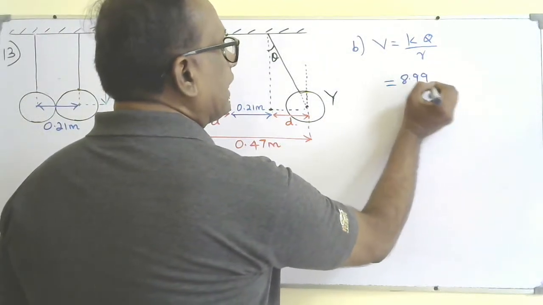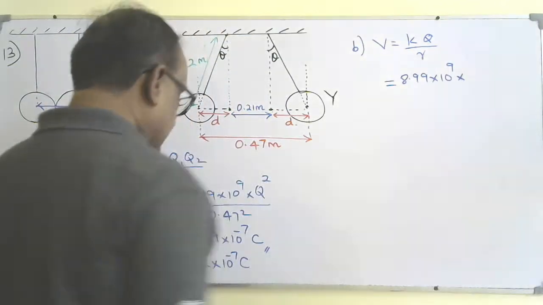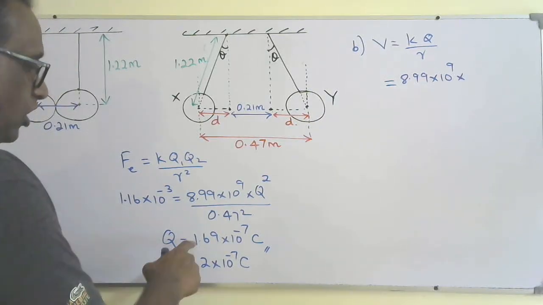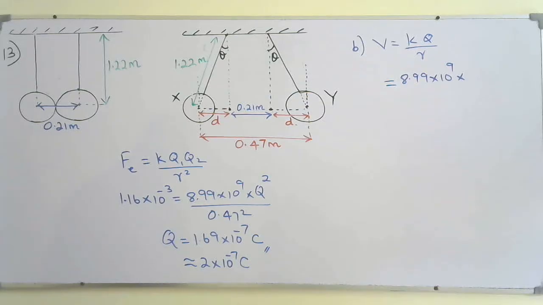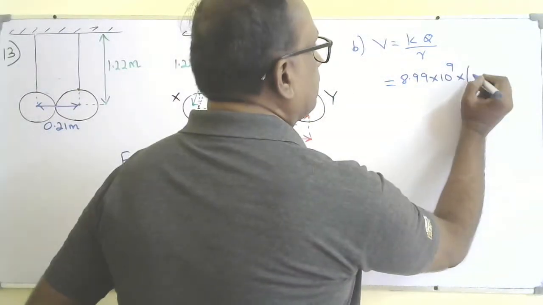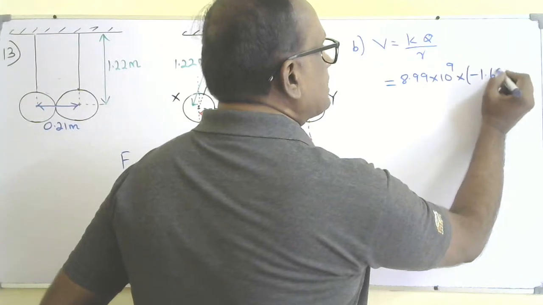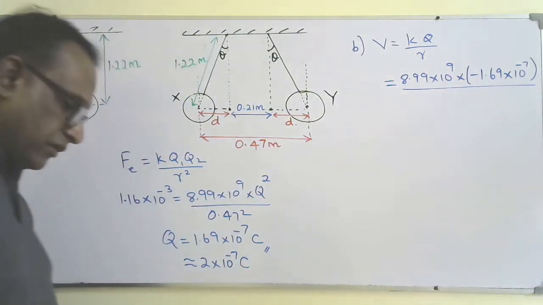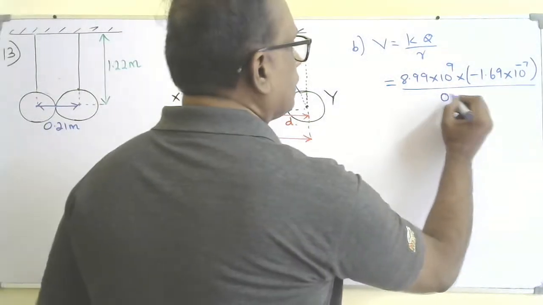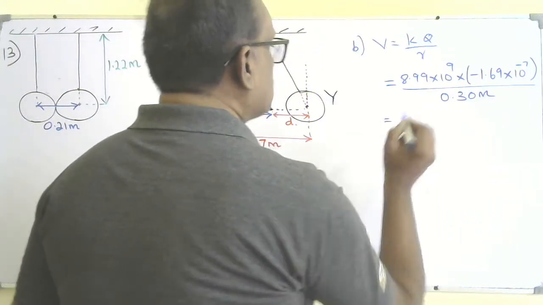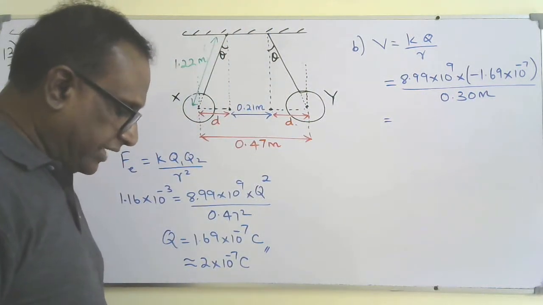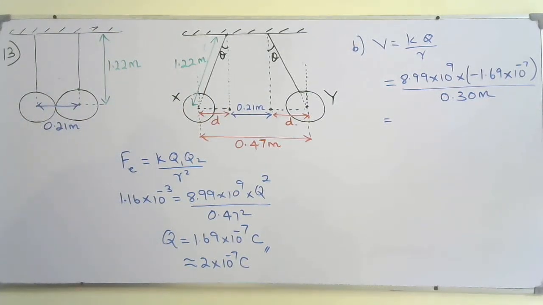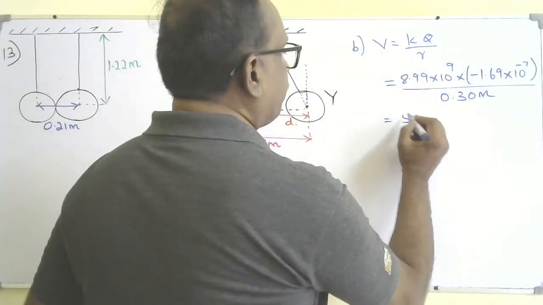So 8.99 times 10 to the power 9 into the charge, which is a negative charge. They already mentioned that. So the magnitude we say is 2 times 10 to the minus 7, or 1.69 times 10 to the minus 7. But here it's a negative charge, so we should include the minus: minus 1.69 times 10 to the power minus 7 over the distance of 0.3. So solve it, you will get the electric potential, 5064 volts.